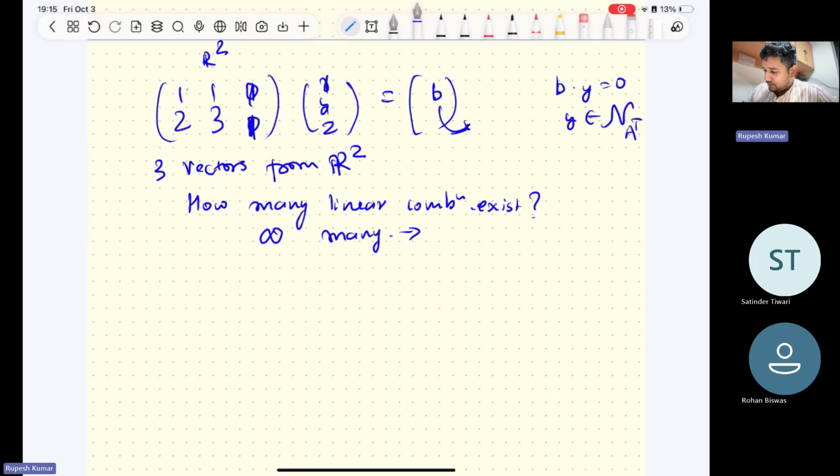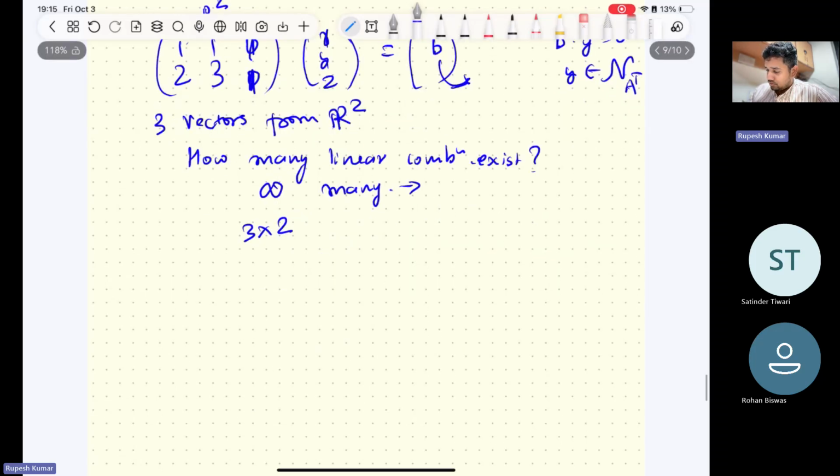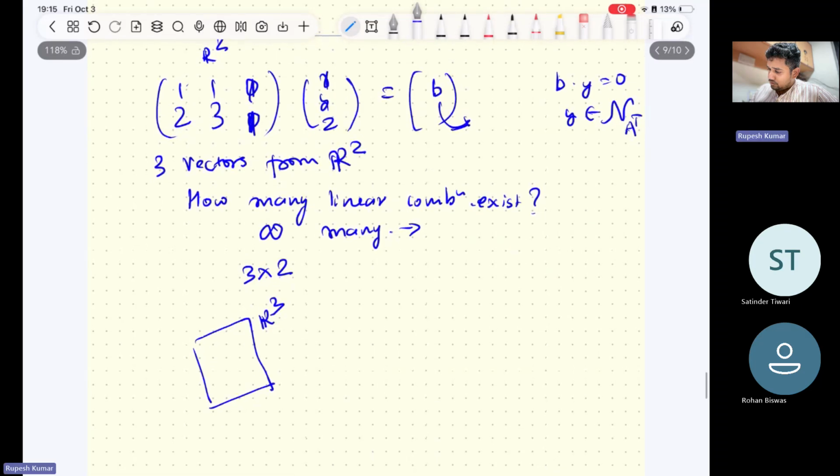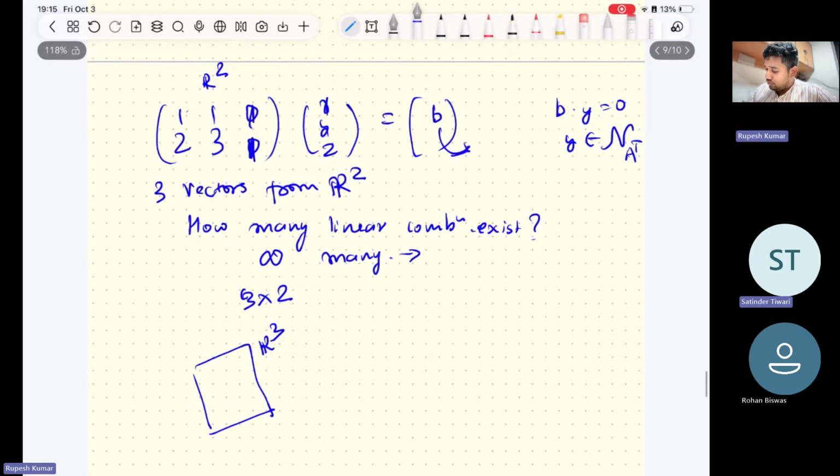Let me frame it like this. So it's a 3 by 2 matrix, right? So its range is R3, right? Sorry, 2 by 3. Range will be R2. Sorry, the range is R2.